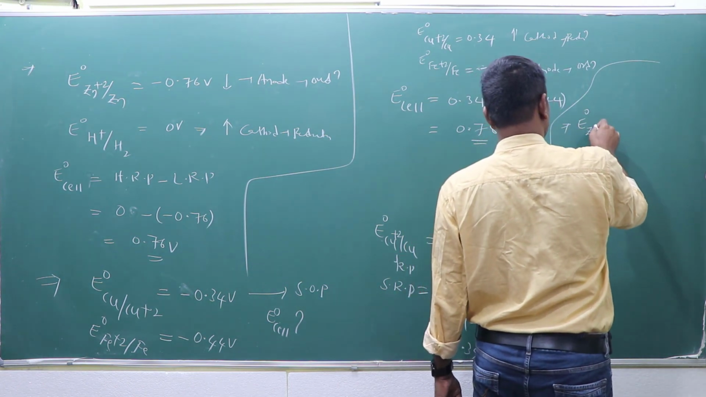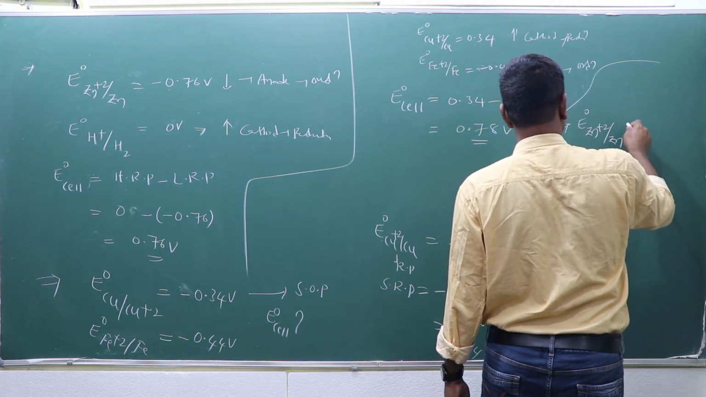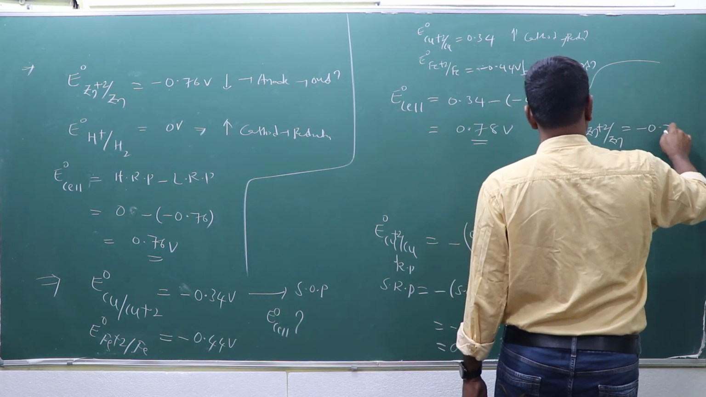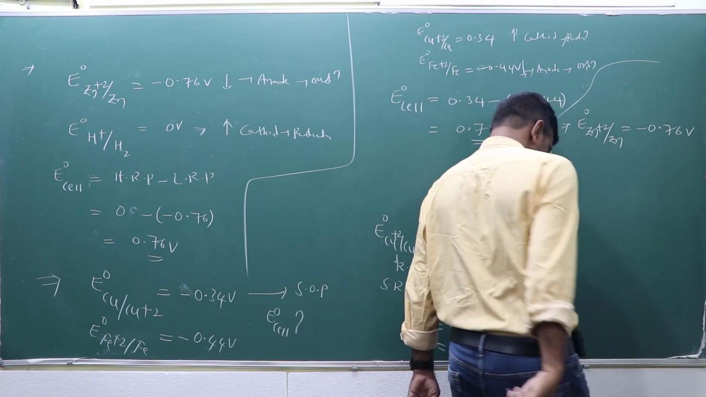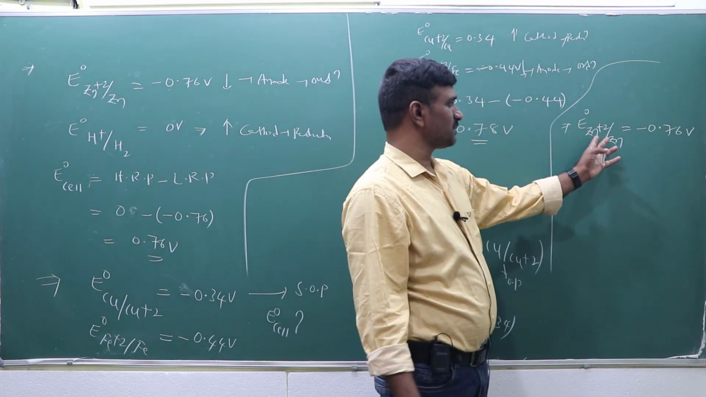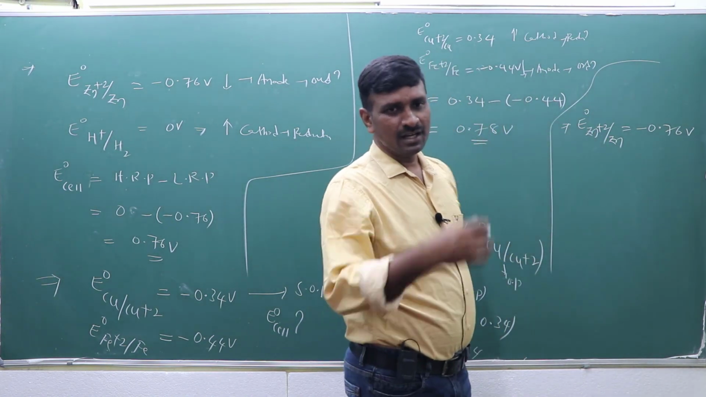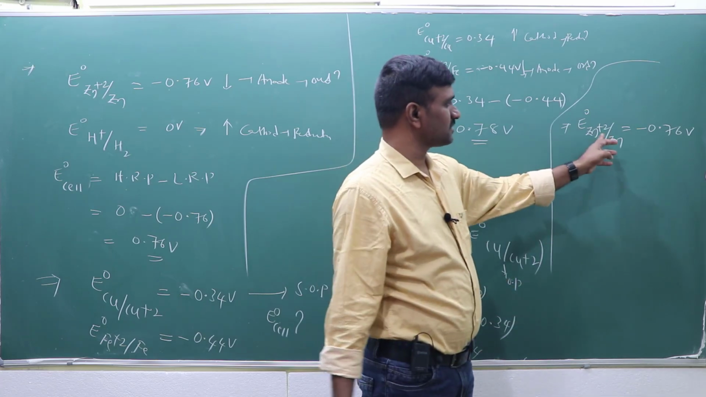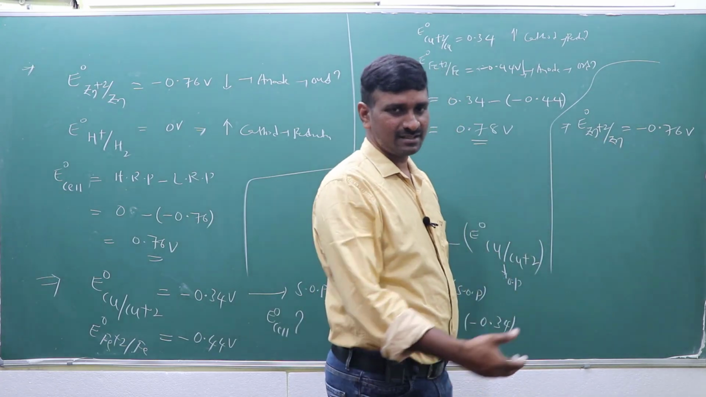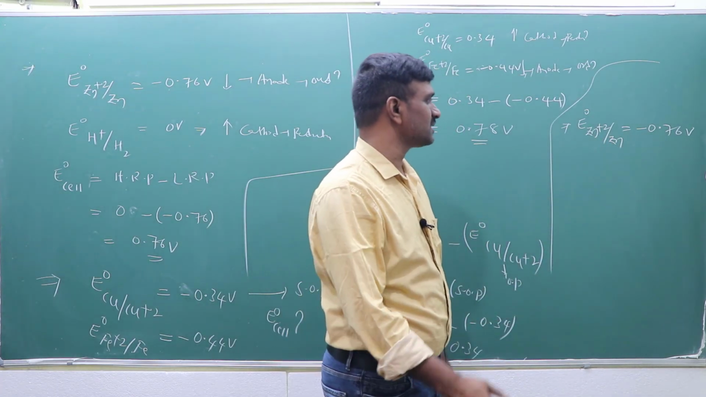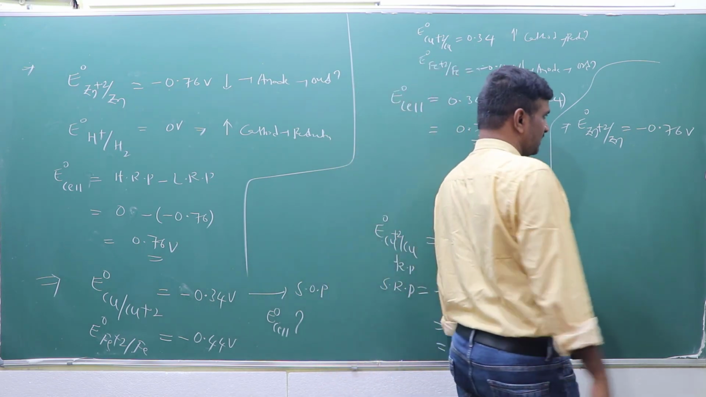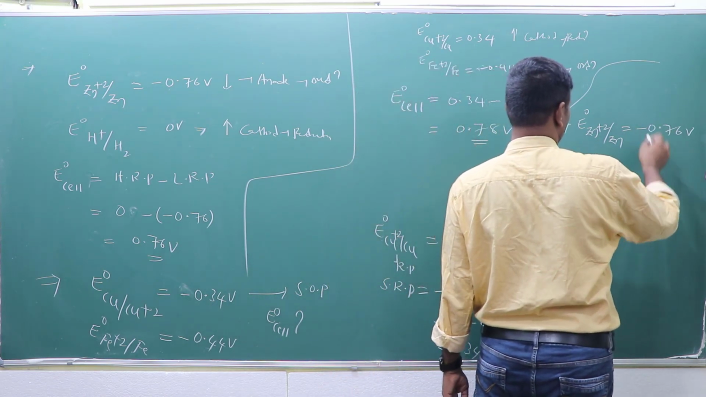E0 of zinc plus 2 to zinc is minus 0.76 volt. This is a reduction potential because the reduction reaction is given. Zinc plus 2 takes 2 electrons and becomes zinc. That is receiving electrons, which is a reduction process. I already explained that clearly in the last class. So this is reduction potential.